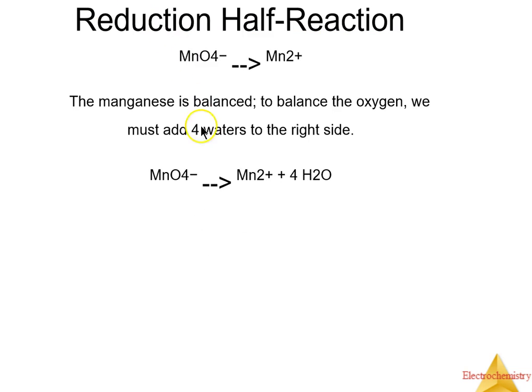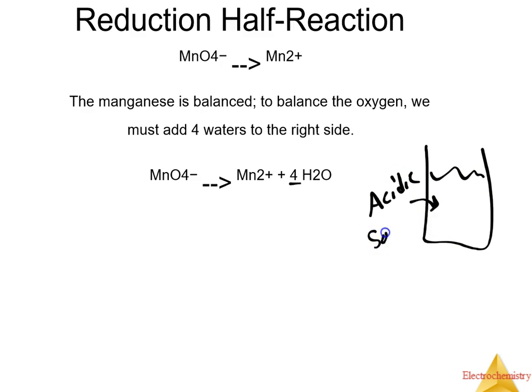All right. So the manganese is balanced. To balance the oxygen, we must add 4 waters to the right side. Okay? And we can do this because this stuff is happening in an acidic solution. And if it's in an acidic solution, it means there's plenty of H+, and it also means there's water around. So it can use this H+ and water as part of the actual reaction itself. Okay. So we add the 4 waters to account for the 4 oxygens. What's the next step?